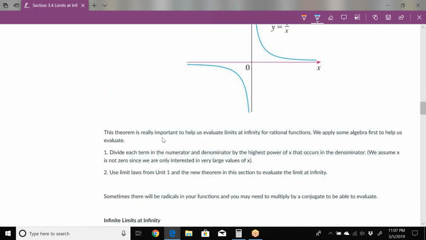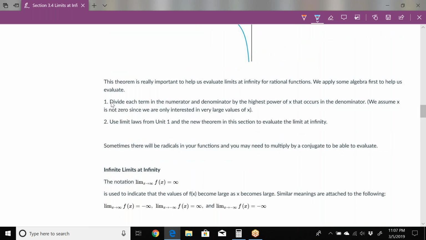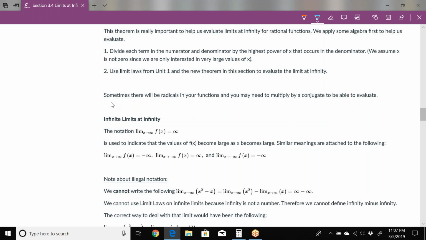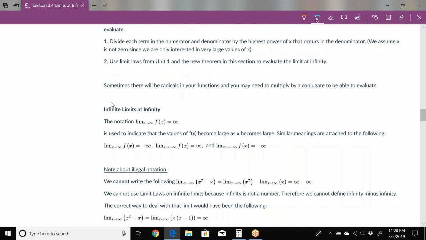We said that that was really important to help us evaluate limits at infinity for rational functions. We would find the biggest power in the denominator and divide everything in both the numerator and denominator by that highest power. Then we look at how those individual pieces reduce and apply our limit laws. There is sometimes the issue where you'll have a radical in your function that might have a plus or minus between it and another term, and you might need to use a conjugate. I will save that one for in class together to make sure I show you that specific example.